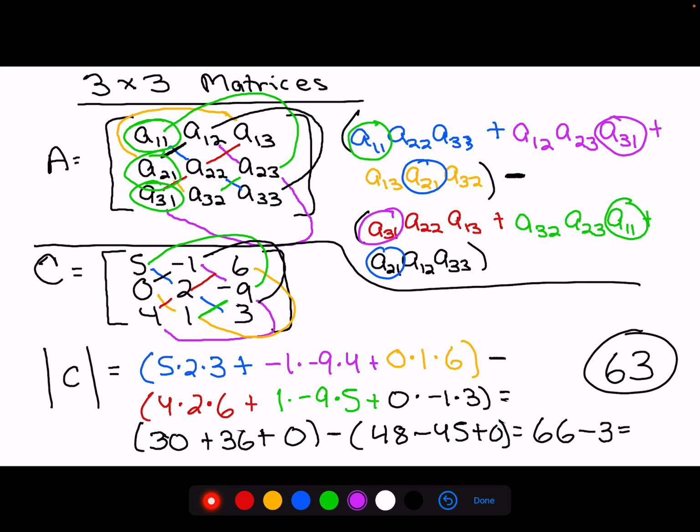Like the way I just did it, finding that determinant is doable, it works. But honestly, trying to keep track of where everything is with the diagonals can be a little tricky. So what's another way to look at that?